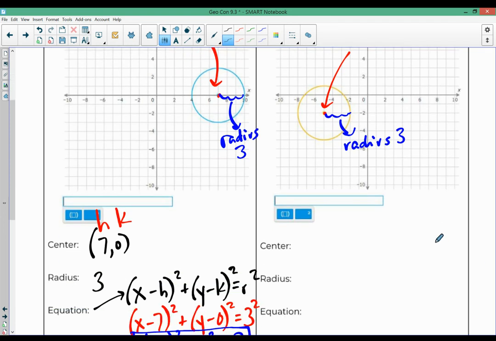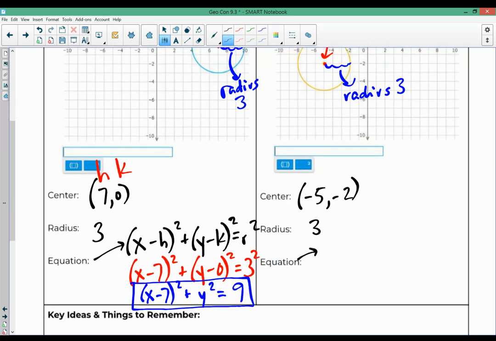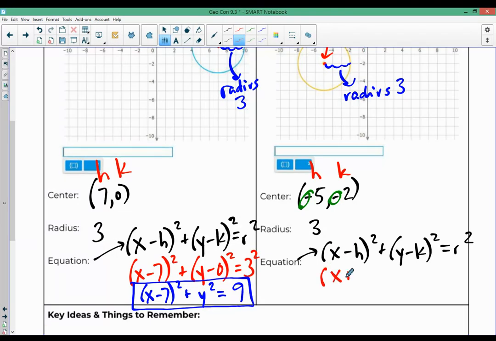Let's take this one: center -5, -2, radius of 3, and then our equation again, x minus h squared plus y minus k squared equals r squared. That's h and that's k. Since these are negatives, we have to change the sign when we plug them in. Instead of x minus h, minus a negative becomes plus a positive. Notice how our signs changed here.